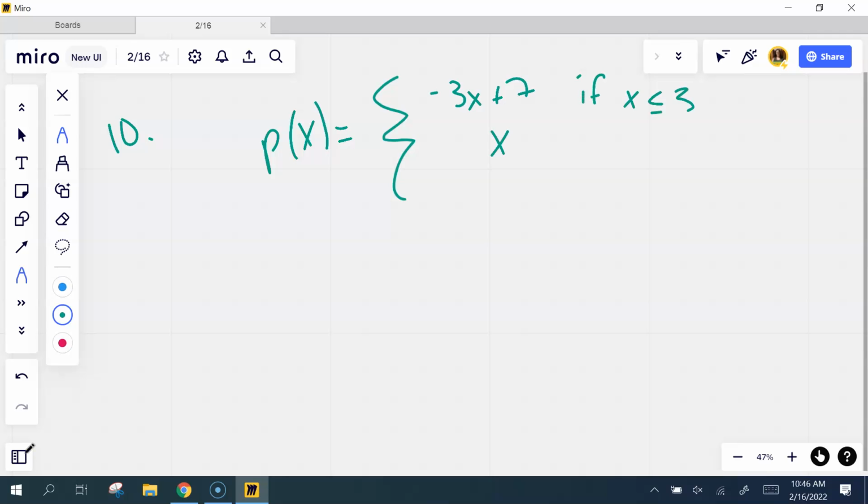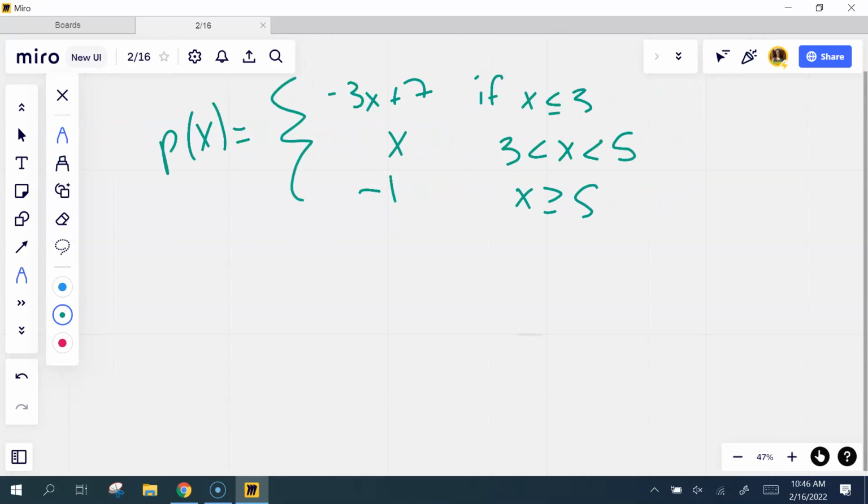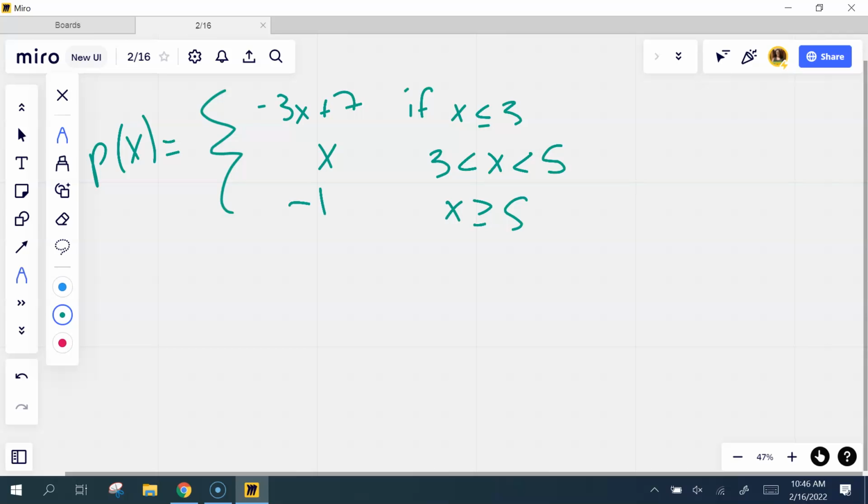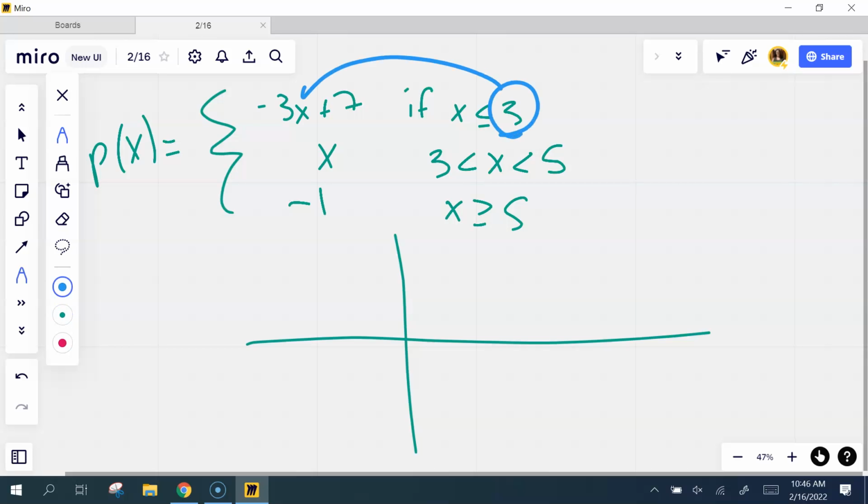All right, I've got -3x + 7 if x is less than or equal to 3. I've got x if x is between 3 and 5 exclusive, and then -1 if x is greater than or equal to 5. So I'm going to just take these one piece at a time. First thing I'm going to do is plug in the 3 here. If I plug in 3, I get -3 times 3, which is -9, plus 7, which would be -2. Is it closed or open there? Closed. Closed because of the line under it.